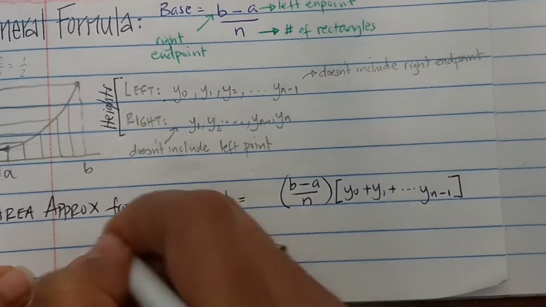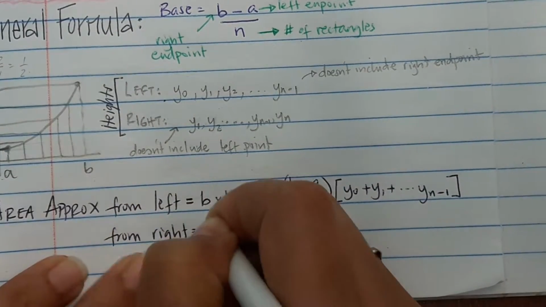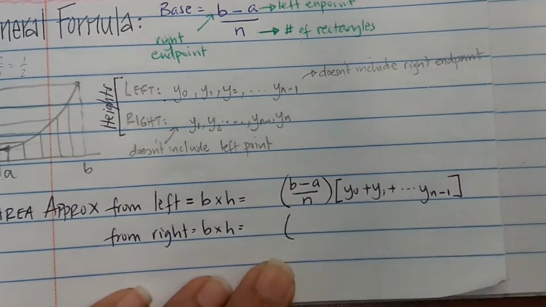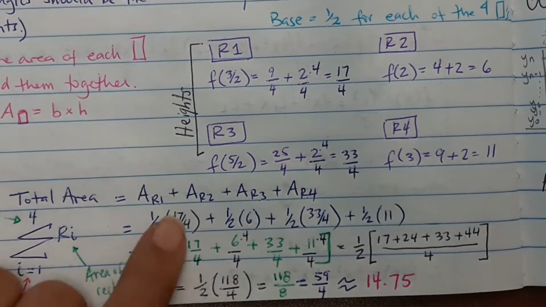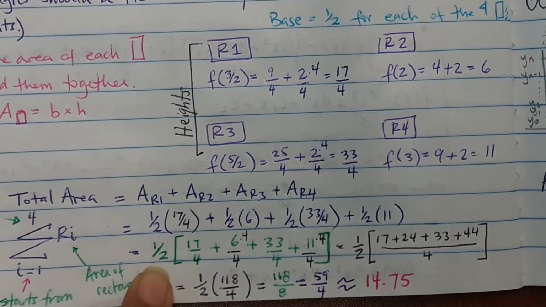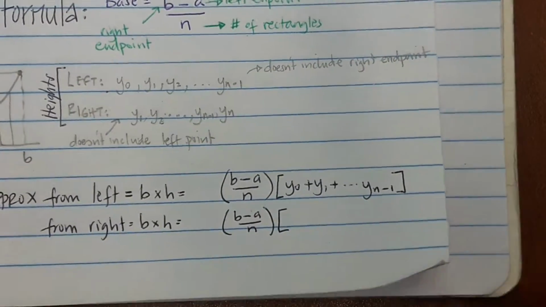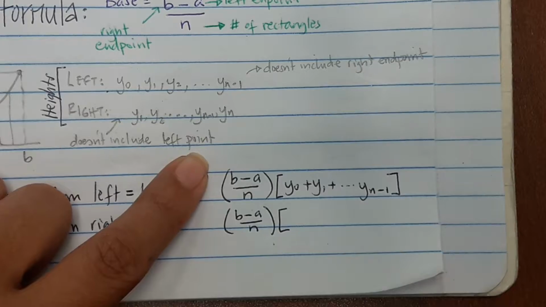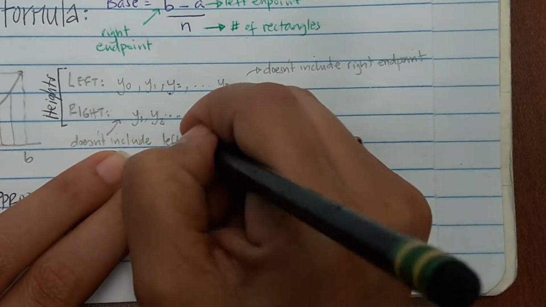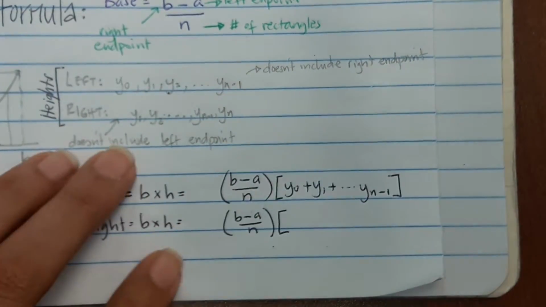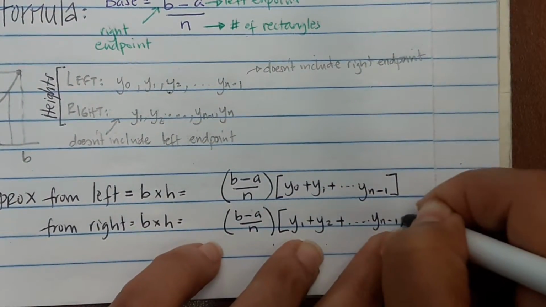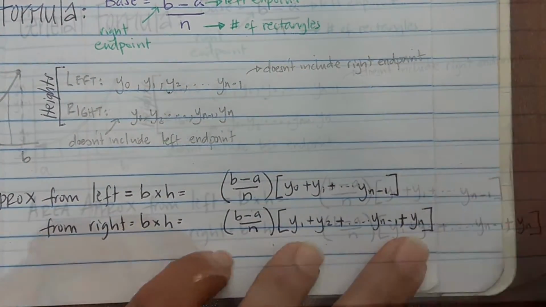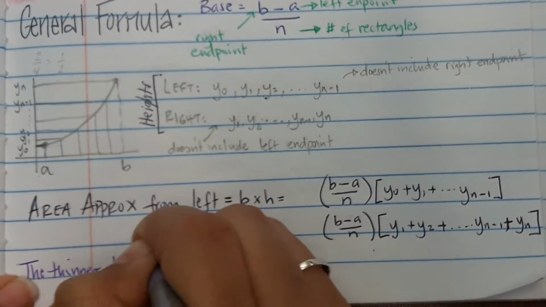does not include y n. And then from the right, it's base times height as well, leave a little space. We can factor out the base of it again, just like we did in our example here. We factored out a half because it's in every single one. And then the first height starts at y1, not y0, because it does include the right endpoint. So y1 plus y2 plus and so on to y n minus 1, and then it also includes y n. As a listening check, put a box around area approximation.